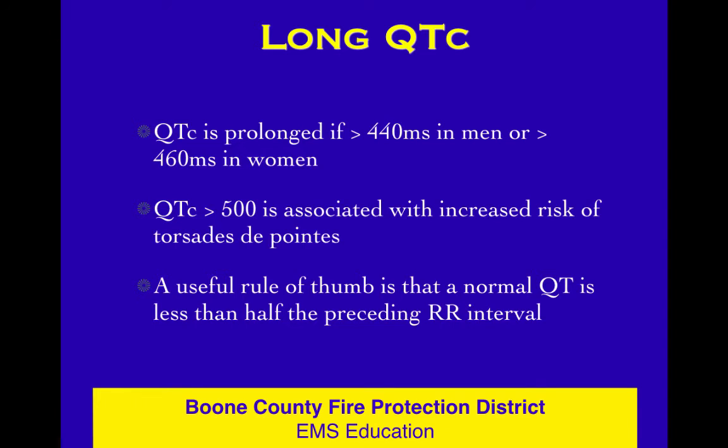And then what if you don't have a 12 lead? Well, the rough rule of thumb is that a normal QT should be less than half of the R to R. In other words, if it takes the ventricles more than half the time between beats to reset, then that is prolonged. That's the eyeball rule, the rule of thumb.